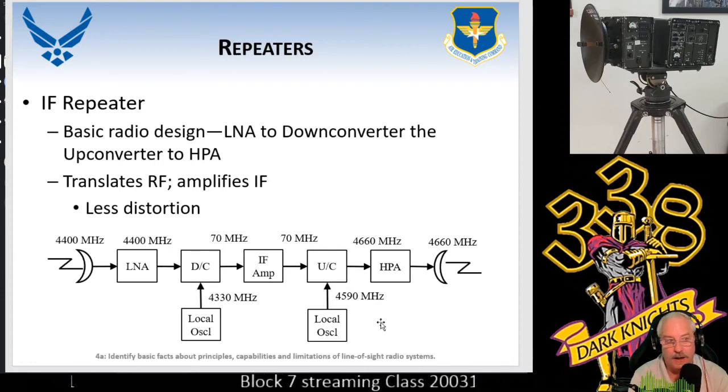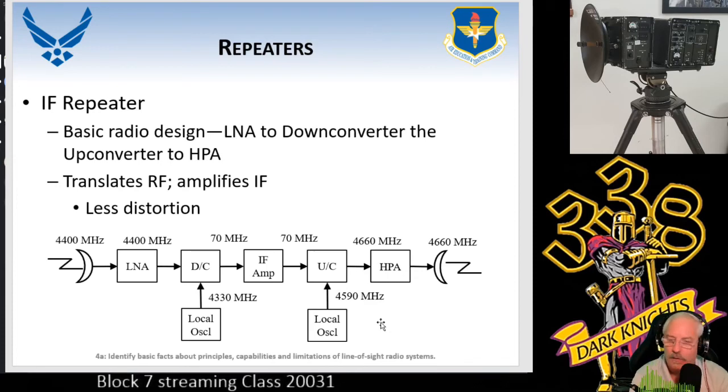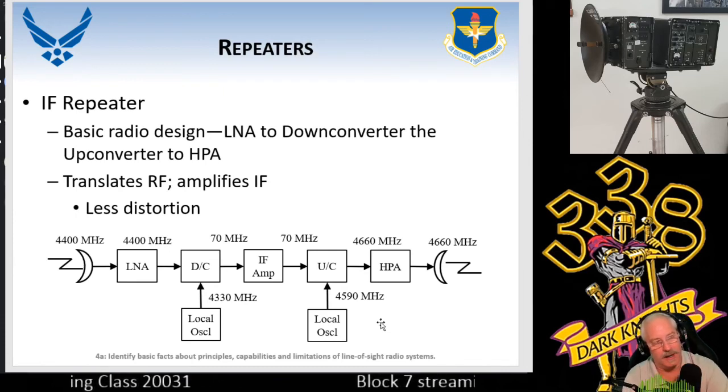So just to give you an idea, can you set up a repeater for both UHF and VHF? The answer is yes. Wait a minute, they don't cross. Yeah, they do. You just got to make sure you got one piece of equipment that does nothing but VHF and another piece of equipment that does nothing but UHF. You can make it work, just like this does.